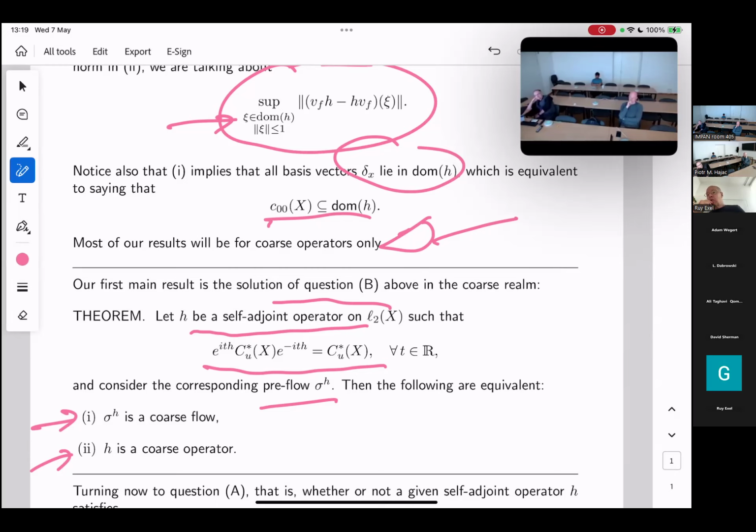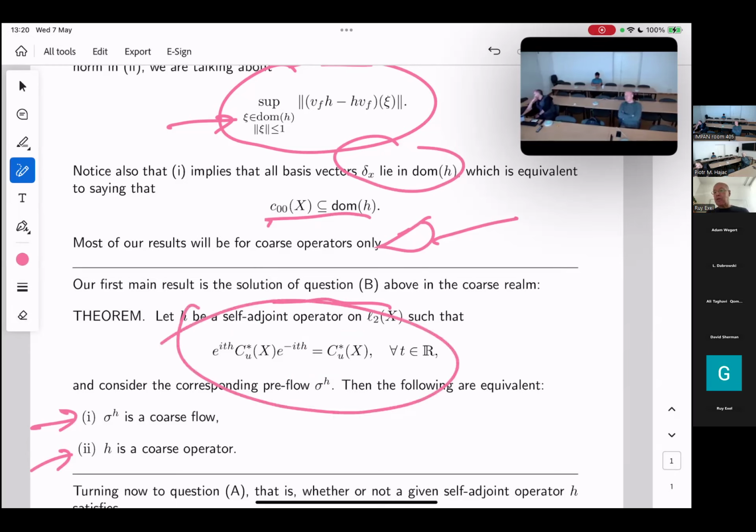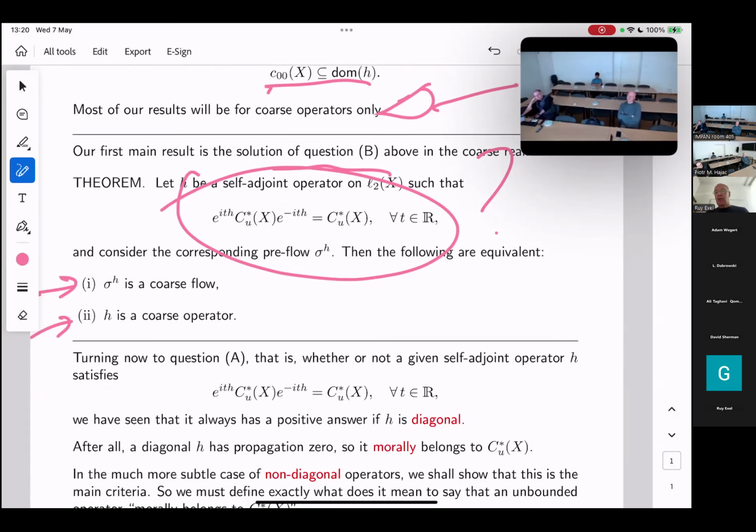Now let's turn to question A. Remember, question B was assuming that this holds, then when is it strongly continuous? Now we are asking, when does this hold? This is question A.